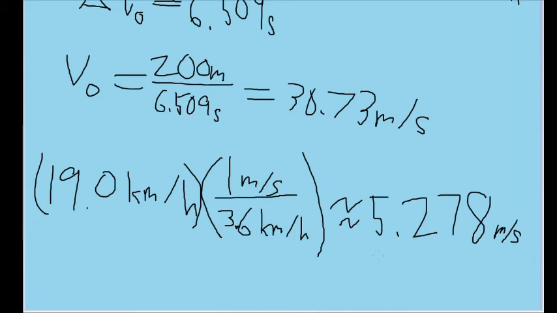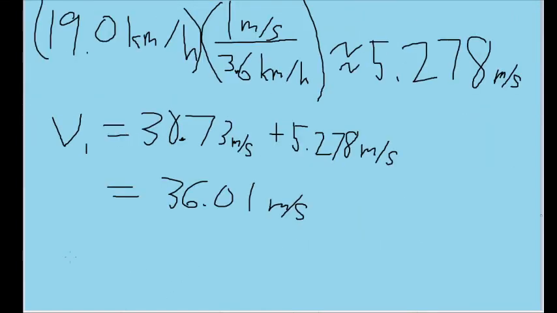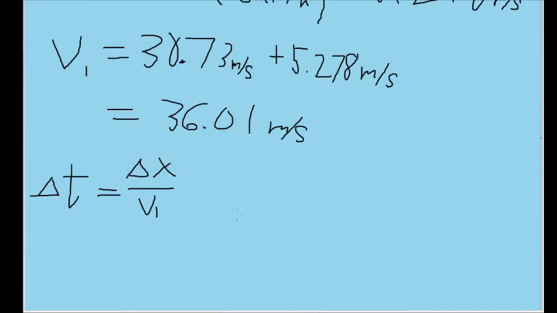We can now add this to Huber's speed to find Whittingham's speed. Doing that, we see that v sub 1, or Whittingham's speed, is equal to 36.01 meters per second. We can now use the fact that time is equal to the distance traveled divided by the average speed to find the time it took for the bike to reach its goal.